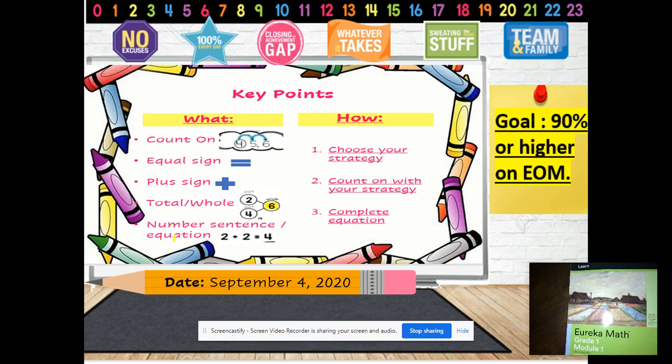And we also need to know how a number sentence or an equation looks like. And you have an example right here. 2 plus 2 equals 4. How are we going to solve today's problems? Well, first, you would choose your strategy, which we will review in today's lesson. And then you're going to count on with the strategy that you chose. And third, you just complete the equation. 3 easy steps. Let's start.